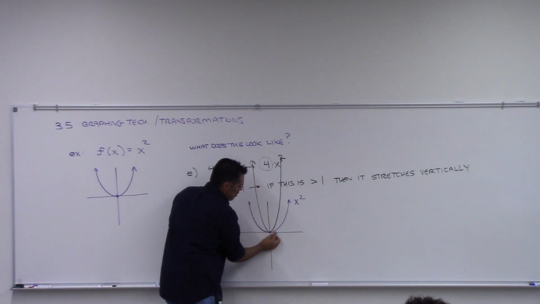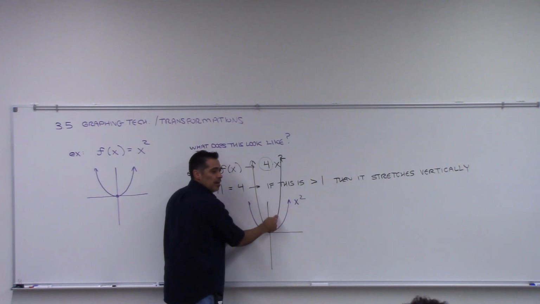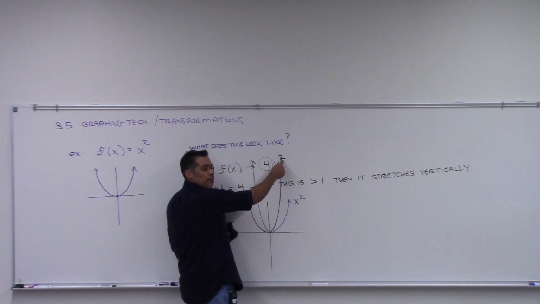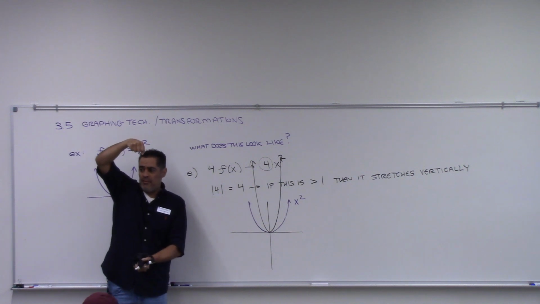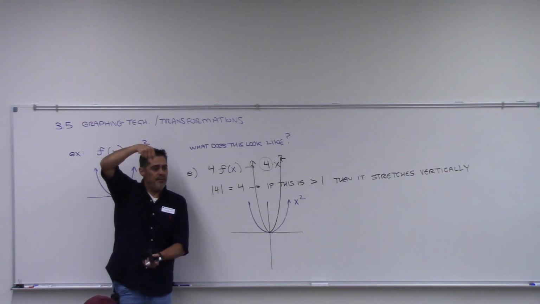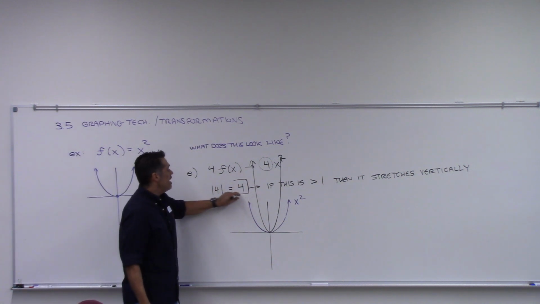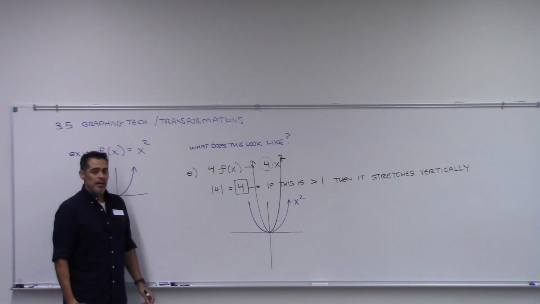So if you plug in here and you get an output on this one, the output here is 4 times bigger. Whatever output's here, the output on the other one's 4 times bigger. So it looks like we stretch it. That's what it visually looks like, okay? That's if the absolute value of that number is bigger than 1. What if it's less than 1?